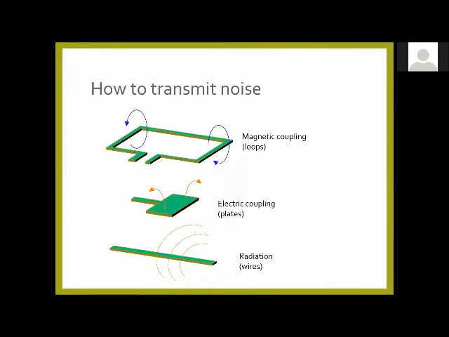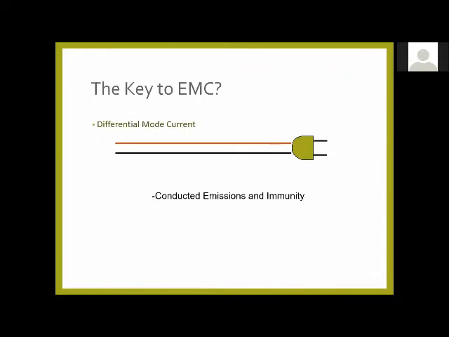And here are some pictures. Magnetic coupling, think of loops on your circuit board. Electric coupling, think of layers on your circuit board. And wires, anything metallic will radiate. Differential mode currents are good, especially when they're close together and twisted. That's very good.